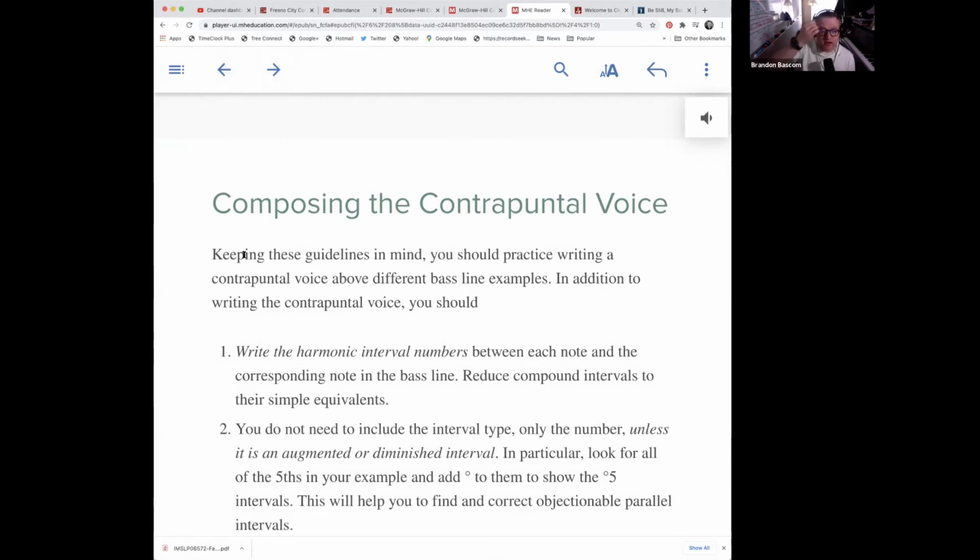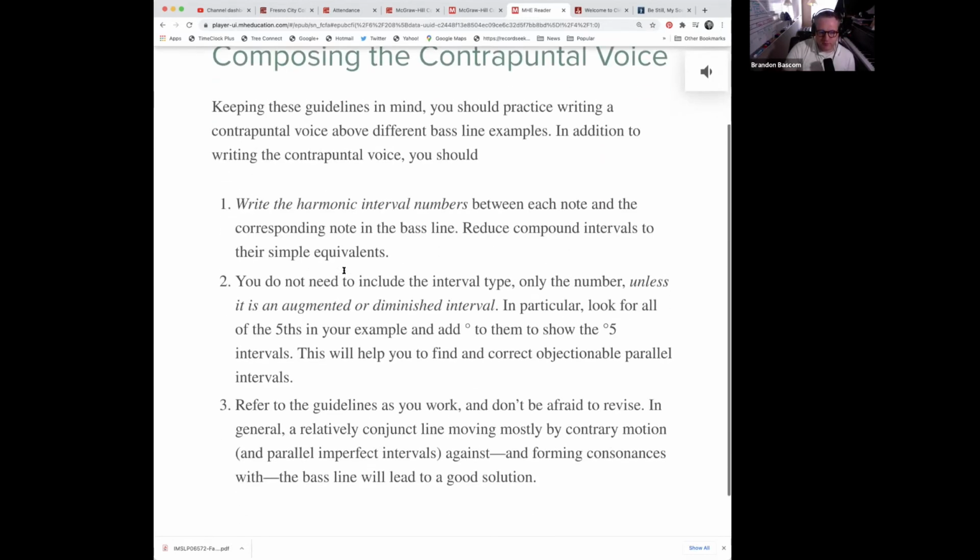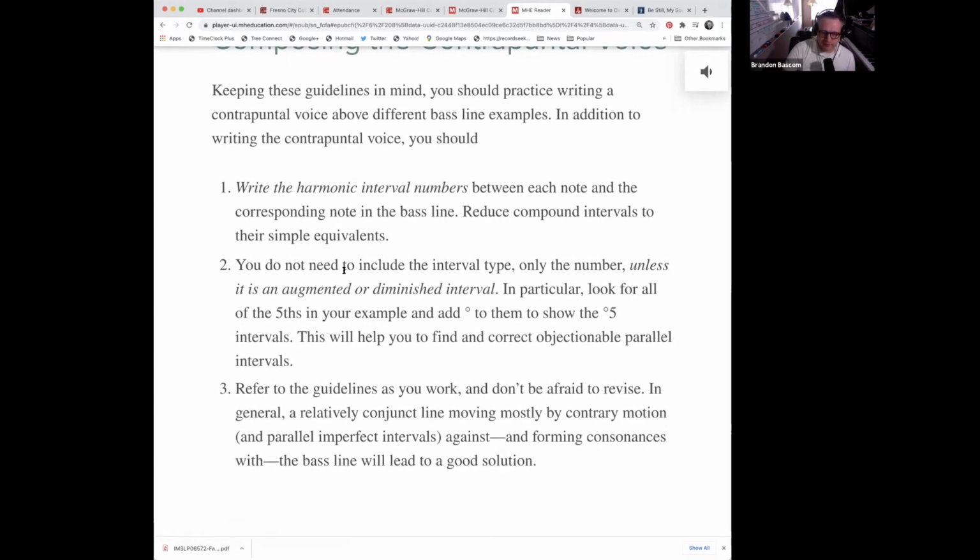Next is composing the contrapuntal voice. Keeping these guidelines in mind, you should practice writing a contrapuntal voice above different bass line examples. In addition to writing the contrapuntal voice, here's a new list of stuff to keep track of. Number 1, write the harmonic interval numbers between each note and the corresponding note in the bass line. Reduce compound intervals to their simple equivalents. Hey, we were just talking about that. You with me?